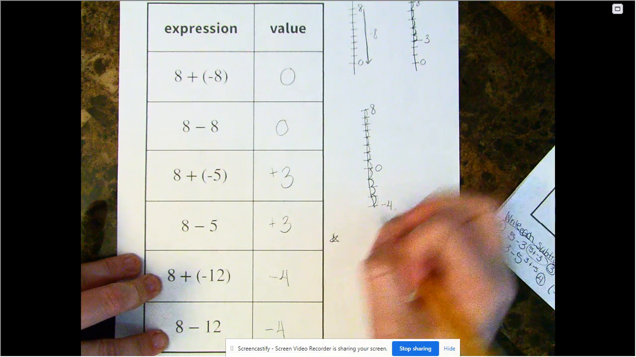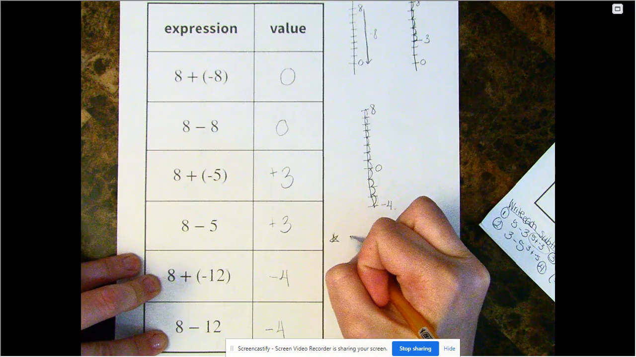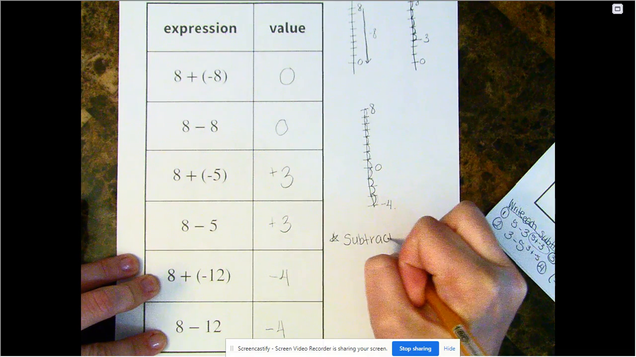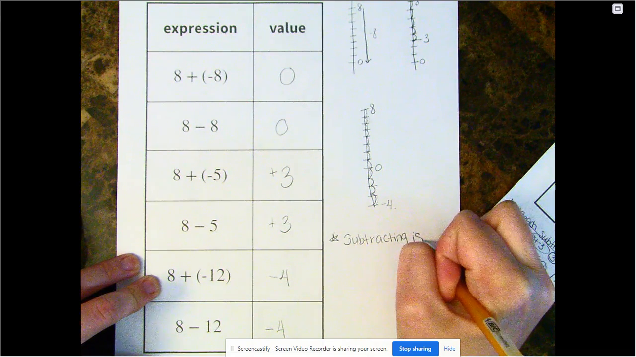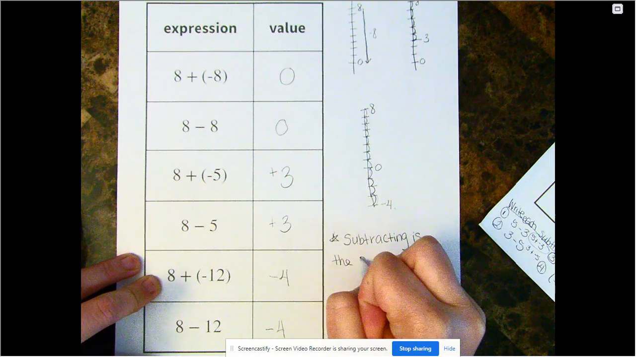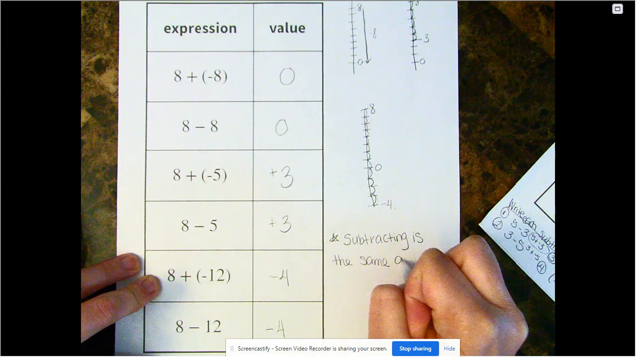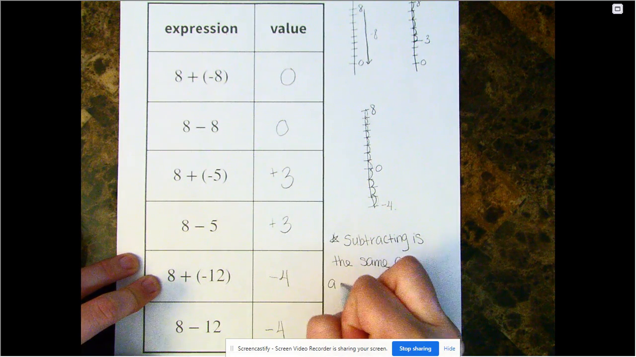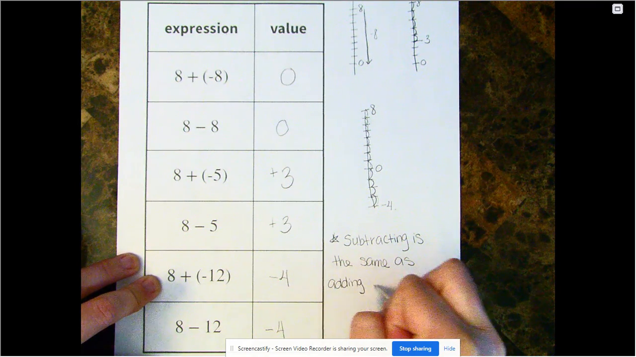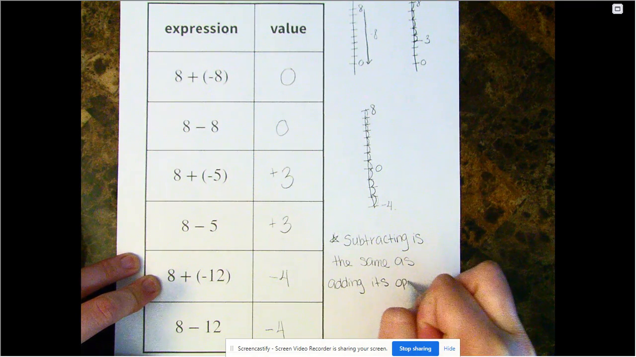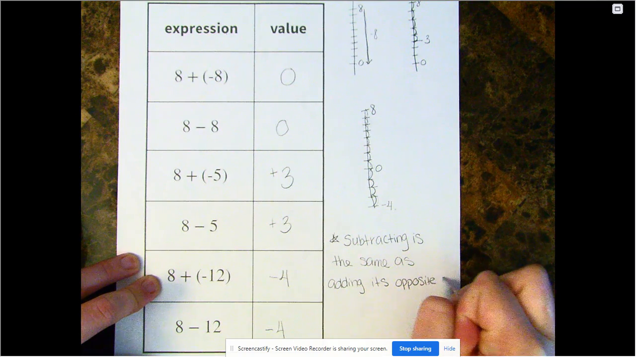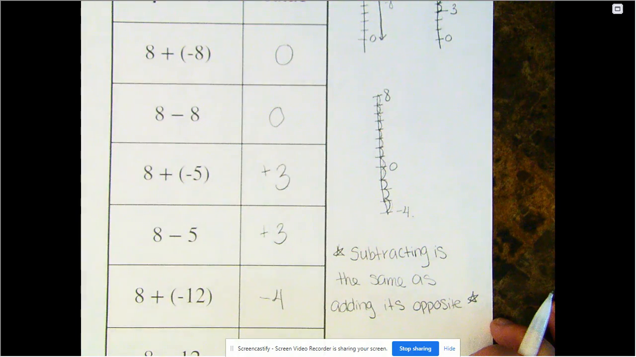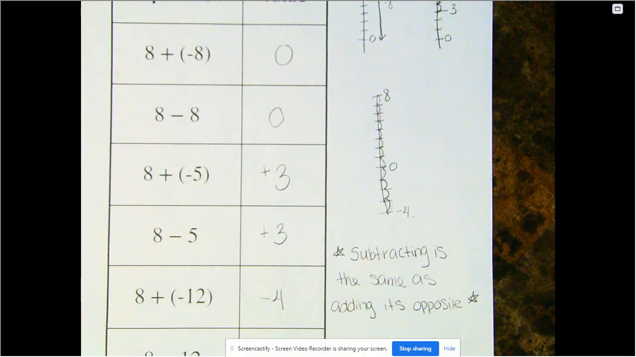So the key takeaway from this particular discovery is that subtracting is the same as adding its opposite. Okay, every single time I subtracted, it gave me the exact same value as when I added its opposite. And opposite meaning positive and negative being opposite.